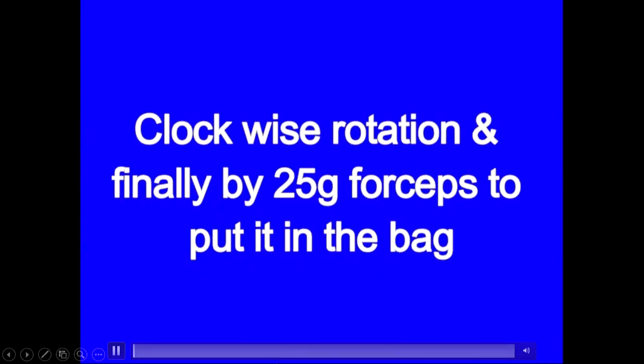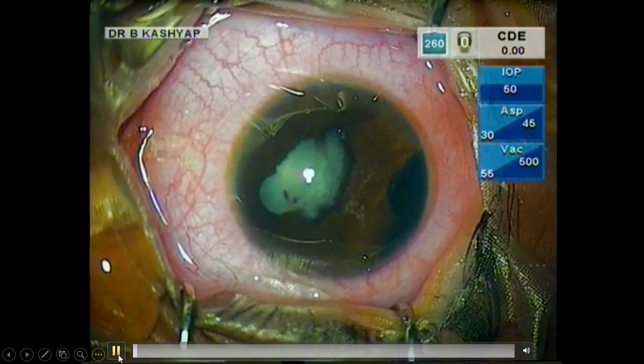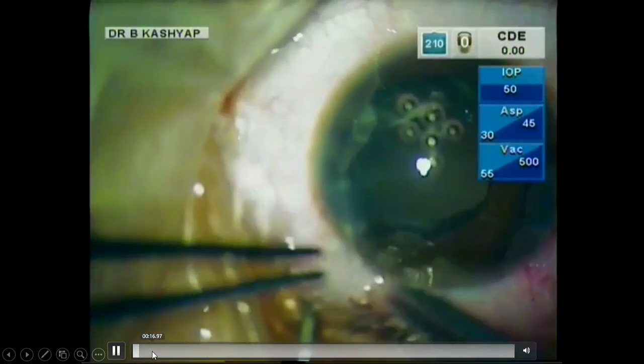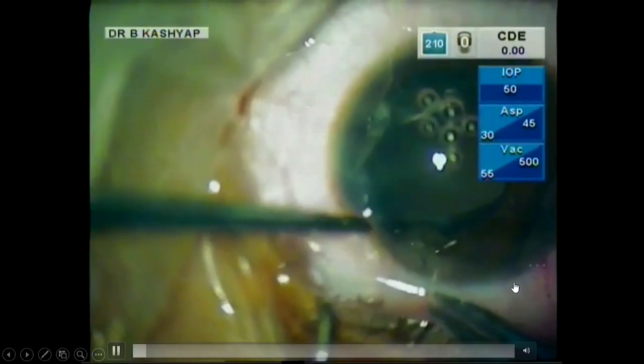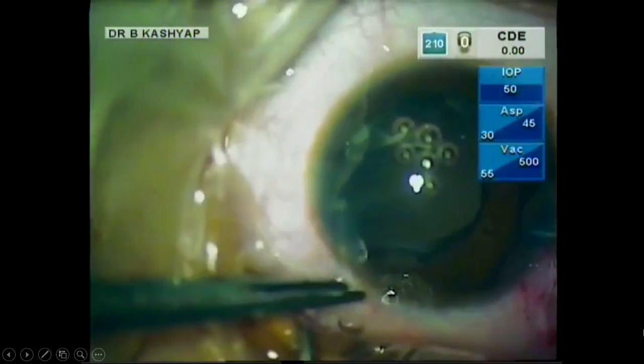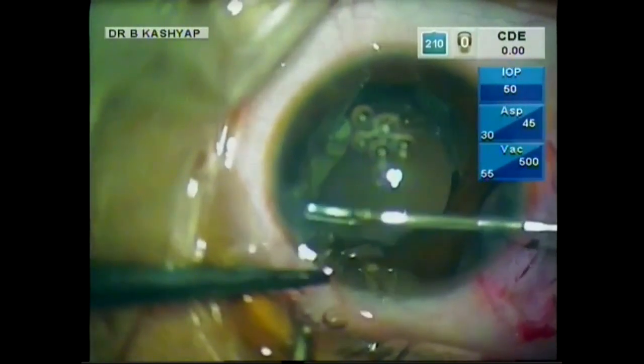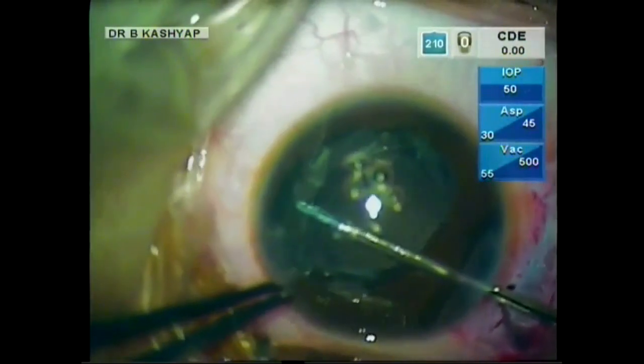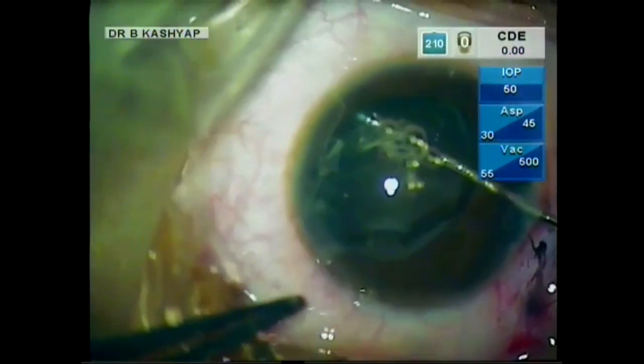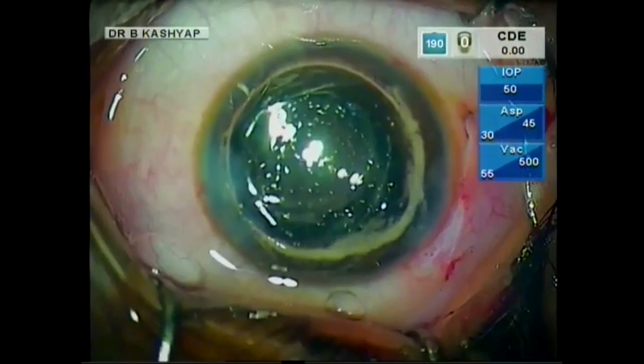A case of subluxated cataract, CTR inserted clockwise, and the trailing ring of the CTR is pushed by the 25 gauge forceps in the bag.